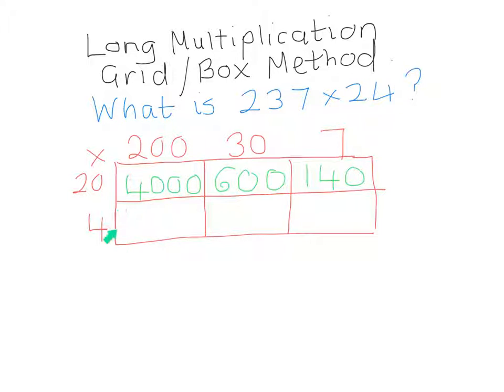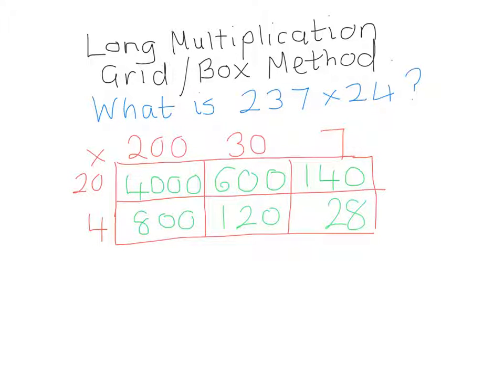Now we do the same with the bottom row. So this will be 4 times 200. Goes in here. 4 times 200 is 800. And then the next, 4 times 30. Well, I know 4 times 3 is 12. 4 times 30 is 120. And last but not least, 4 times 7. 4 times 7 is 28.